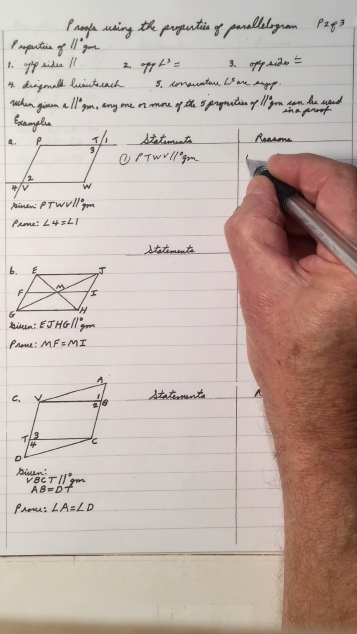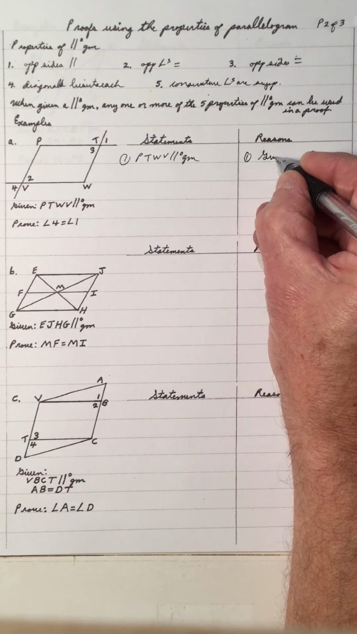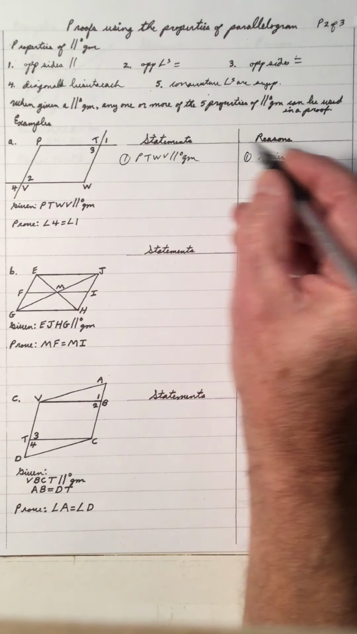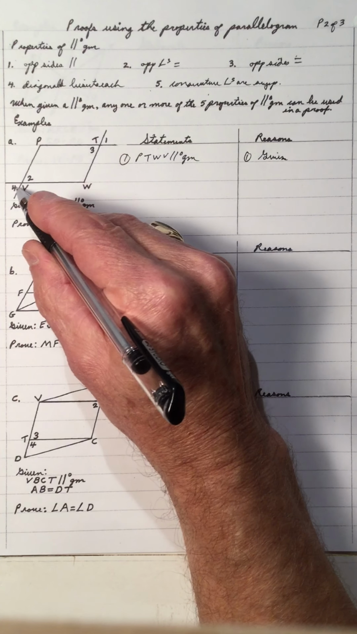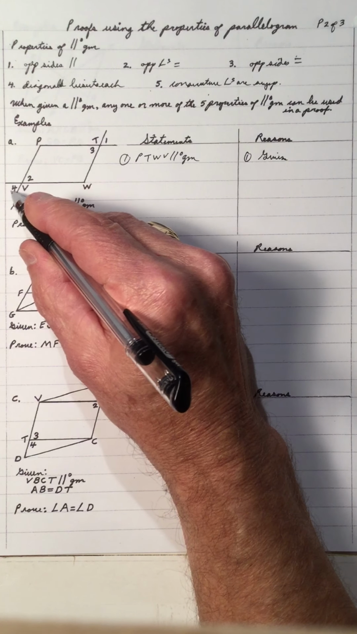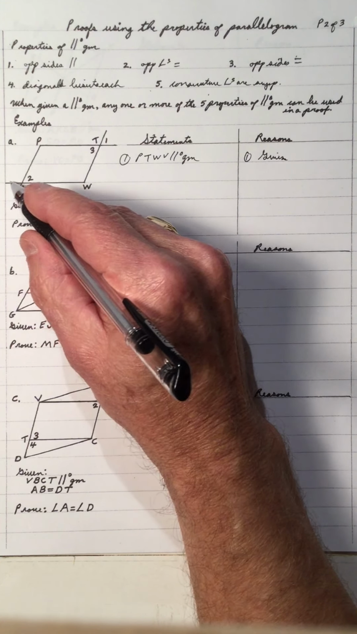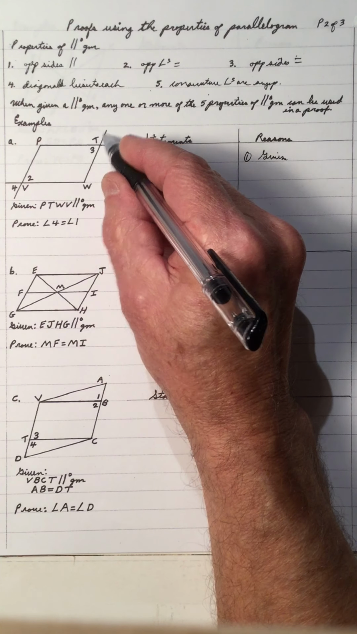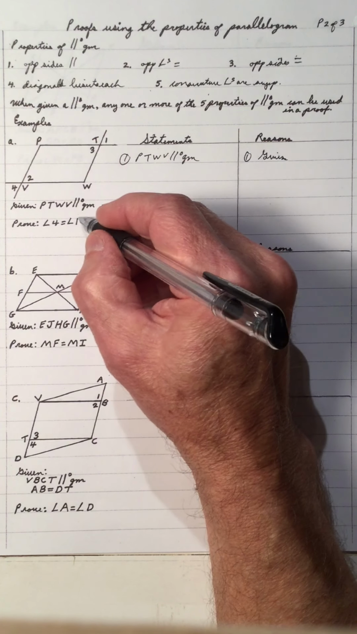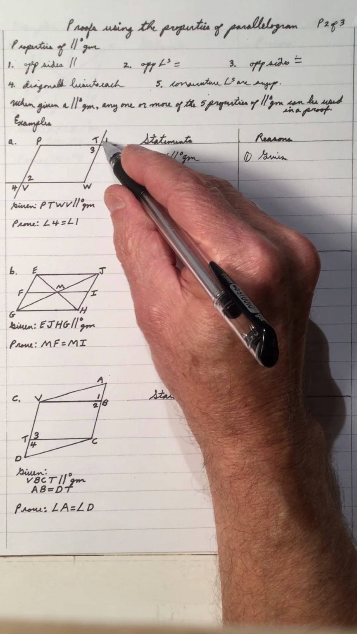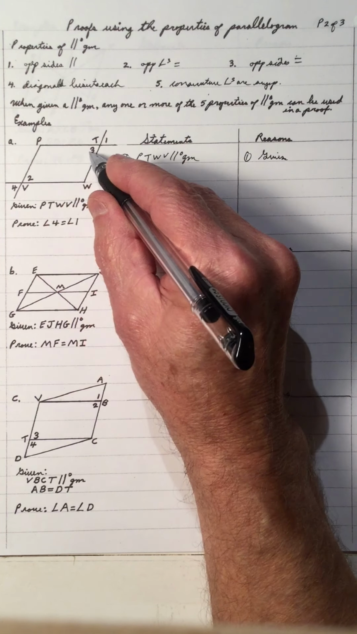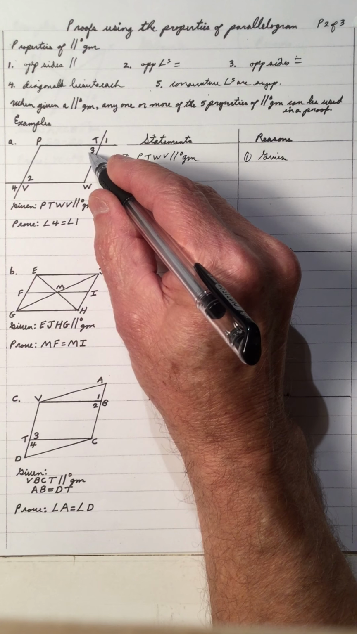So how am I going to use the properties of a parallelogram to do the proof? I want angle 1 equals angle 4. I know that 2 is equal to 4 by VOAT, vertically opposite angles, because the lines intersect. And 1 equals 3, because two lines intersecting, VOAT. So if 1 is equal to 3 and 2 is equal to 4, I must get 2 equals 3 by the transitive property.